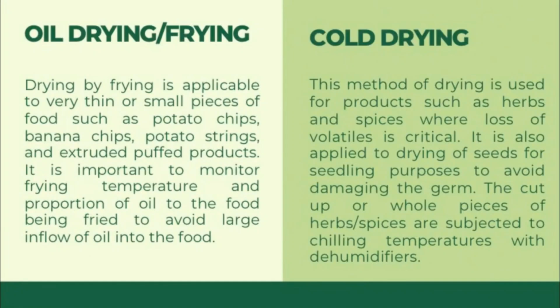Next is oil drying, or frying. It is suitable for thin food pieces. Temperature and oil proportion must be carefully controlled. The equipment types mentioned are largely self-explanatory based on the method description. They range from a simple open air system for sun drying.